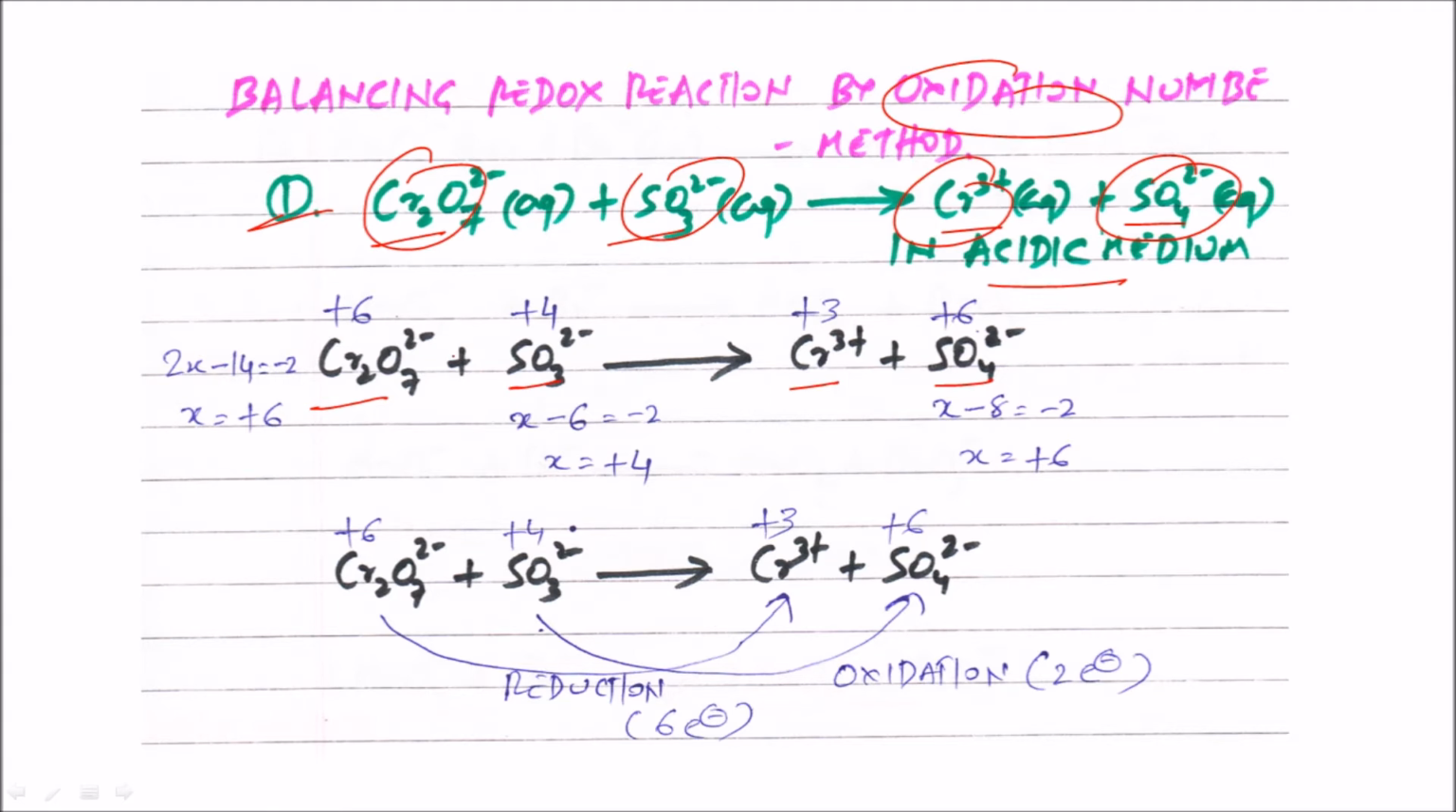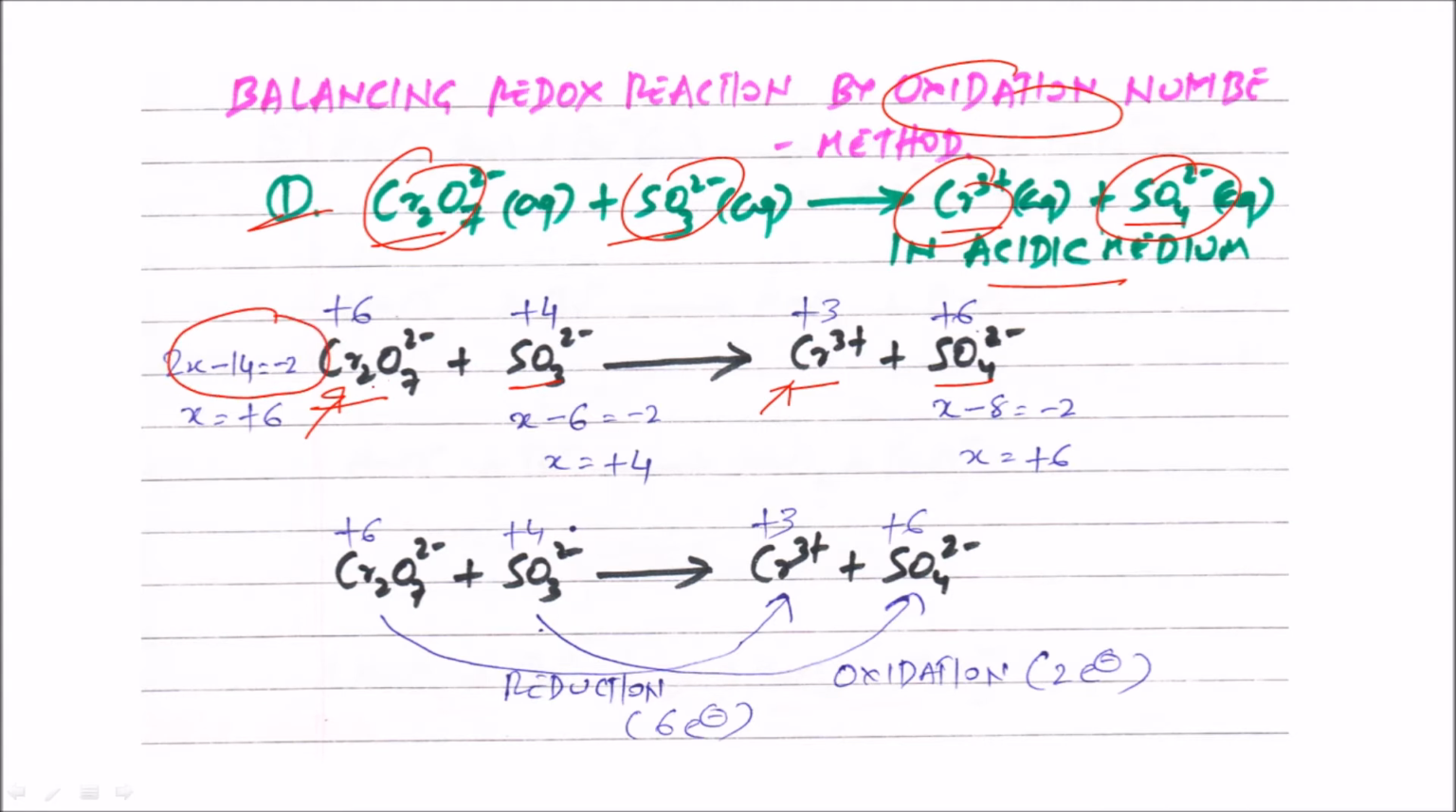In the case of dichromate ion, the chromium oxidation number is changing, right? Here also we have chromium, but in a different oxidation number. So we need to mention oxidation numbers for all the atoms. First we need to write for chromium. So you can easily find the oxidation number. You can take the oxidation number for chromium as shown here.